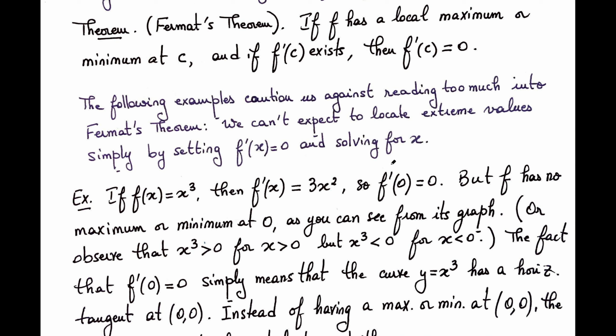Here we found that f prime of 0 is 0, so this is verified. However, we don't know that f has a local maximum nor a local minimum. So Fermat's theorem doesn't apply here. In the next example, we're going to violate this.